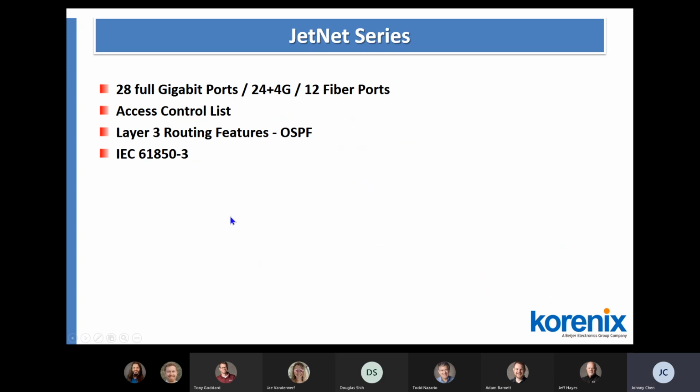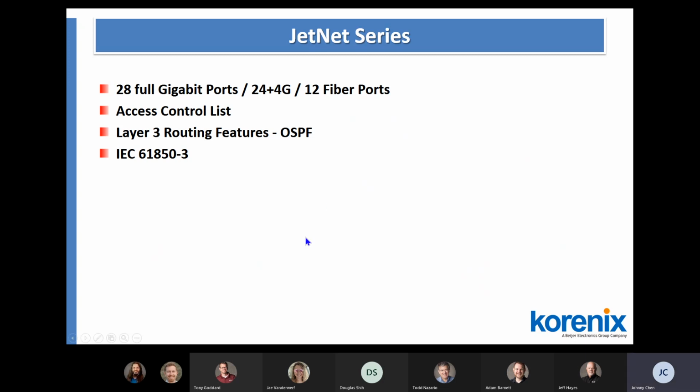And then the other request is that the customer needs 28 gigabit ports, and it needs the 12 fiber ports, and it needs the ACL to control the access, and they need a routing protocol to work with the different IP domains, and also the switch needs to have the certificate for the power station, the IEC 61850-3.